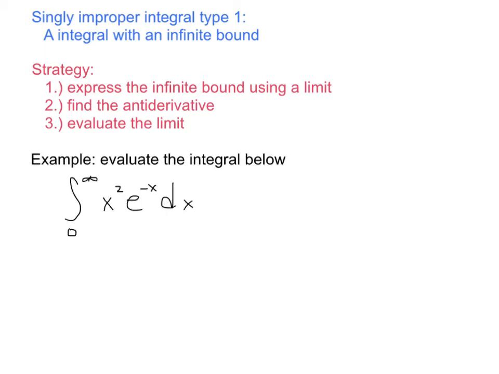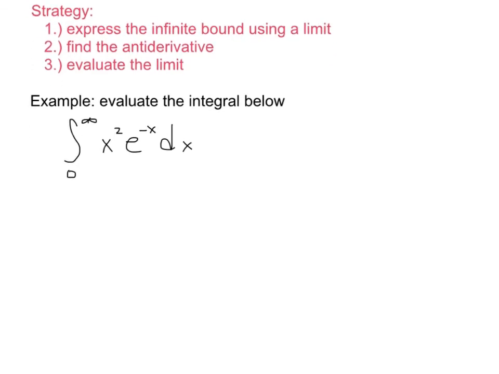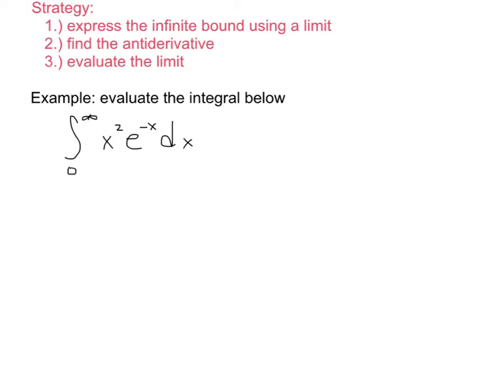So here we go. I'd like us to evaluate this integral. As mentioned in our strategy, step 1 is to express this infinite bound using a limit. I know I'm not allowed to plug in infinity, so let's write the limit as a approaches infinity of the integral from 0 to a of x squared e to the negative x dx. Now step 2 is to actually do that antiderivative.